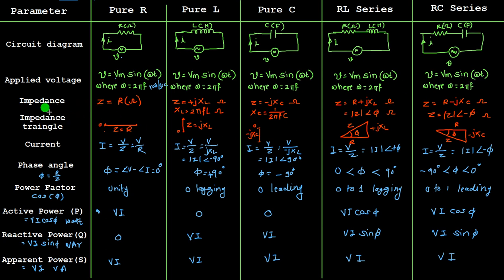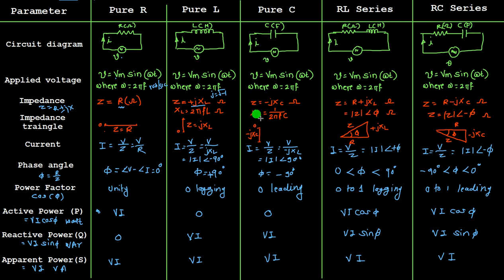In AC circuit, we measure the impedance Z is equal to R plus or minus jX. In this case, you will observe that only resistance is present, so Z is equal to R. Here only inductance is present, hence Z is equal to plus jXL. j is the complex number which is under root minus 1. Plus jXL, where XL is equal to 2 pi fL. Here if you see the impedance triangle, Z is equal to R, and here Z is equal to jXL.